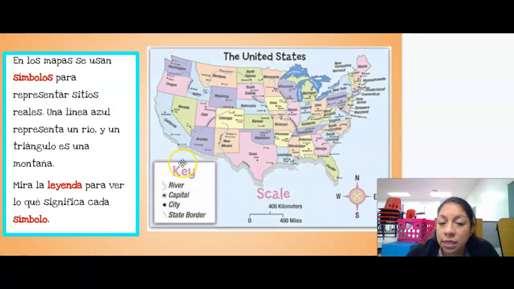So for example, right here we see a key and it says that a blue line means a river, a circle with a star means a capital, a black dot means a city, and a line on the edge means a state border. So all of this right here is a state border, but if you can see right here, these little squiggly lines, that's the river. And right here, you can see the little dots. You can't see very well the capitals, but I'm sure they're on there if we zoom in. And then right here, you'll see the dots. All of those dots are cities or capitals for those states. And if you look at this map as well, you can see the cardinal points: north, south, east, and west.